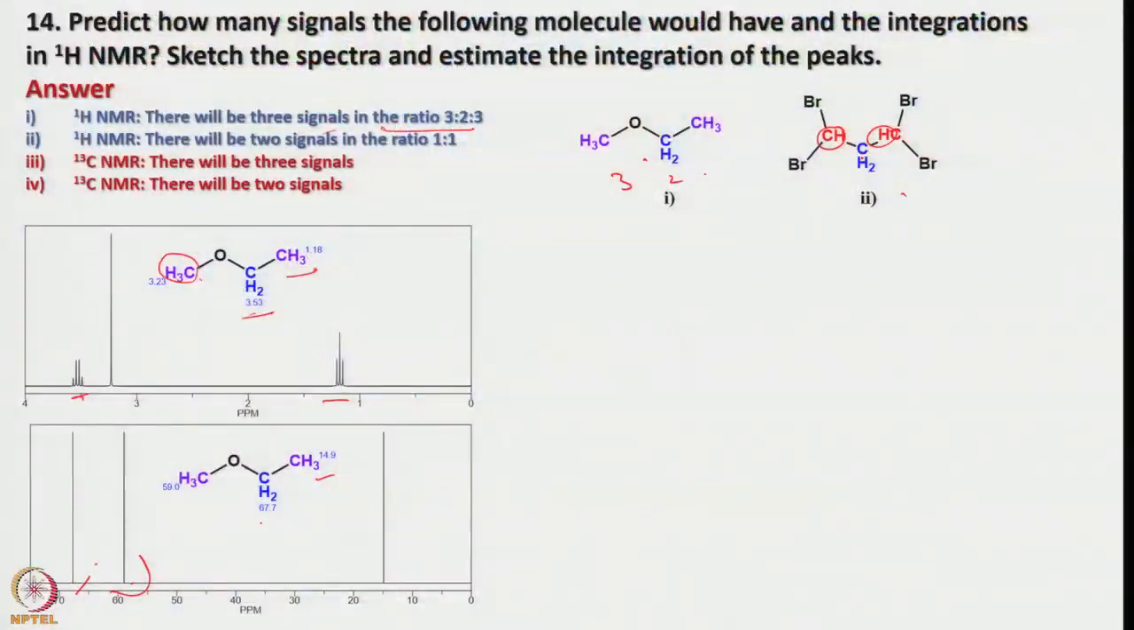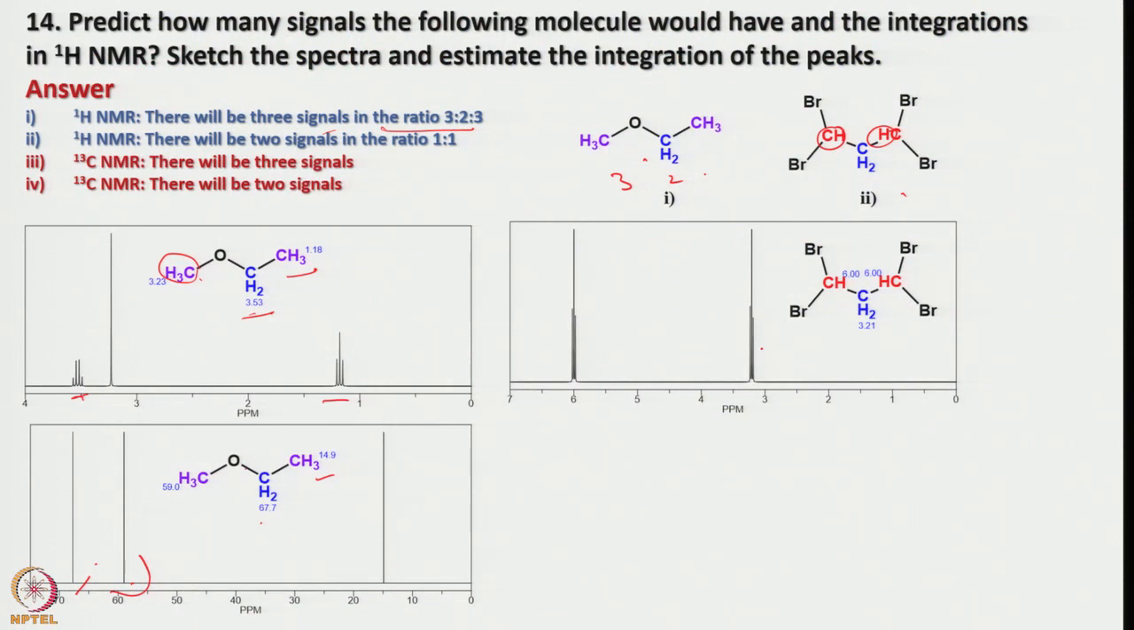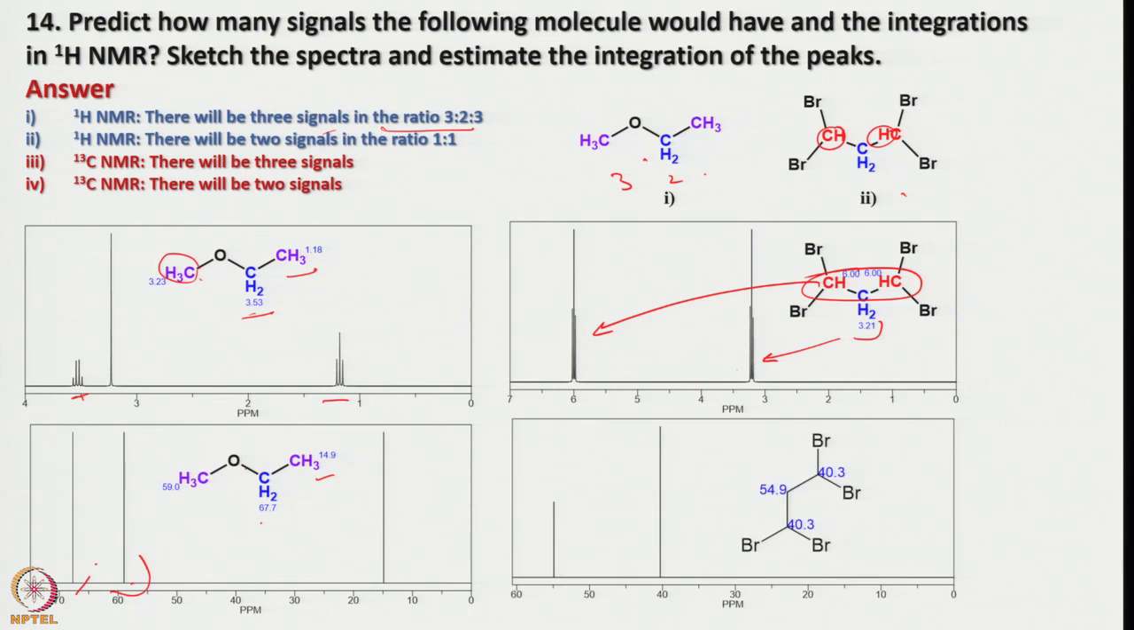And now let's look at the 1H NMR spectrum of this tetrabromopropane. Here it is. It shows two triplets. The middle one is at 3.21, and then these two are here, a triplet. And then 13C NMR would show only two signals here. This is 54.9, and then these two are 40.3. The ratio you can also see here is 1:2, you can tell almost by the intensity.